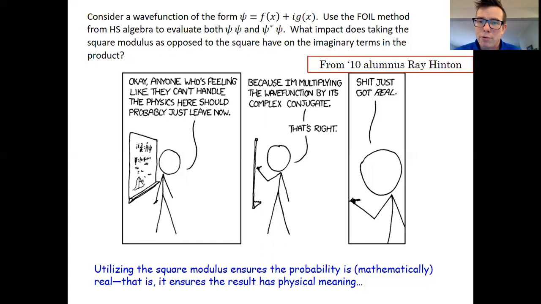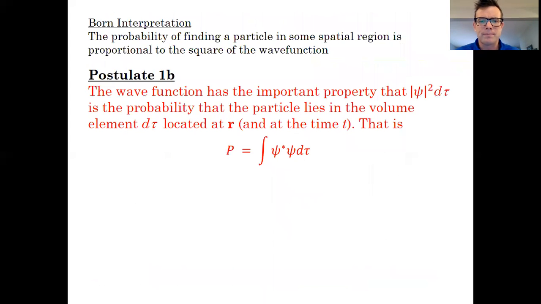So, putting all of this together, Postulate 1b tells us how we interpret wave functions. The wave function has the important property that psi star psi d tau is the probability that the particle lies in the volume element d tau located at point r. That is, P equals the integral of psi star psi d tau.